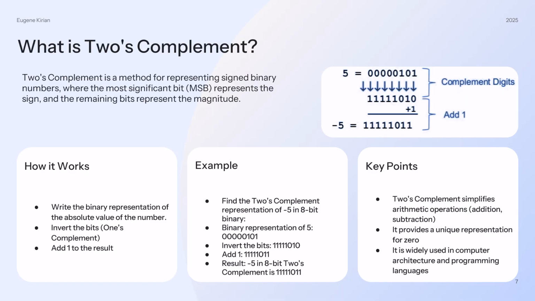So, what is 2's complement? It's a method for representing signed binary numbers where the most significant bit represents the sign, and the remaining bits represent the magnitude. Here's how it works. You start with the binary representation of the absolute value of the number, then invert the bits to get the 1's complement, and finally add 1 to the result. Some key points to note about 2's complement. It simplifies arithmetic operations like addition and subtraction. It provides a unique representation for 0, and it's widely used in computer architecture and programming languages, making it a fundamental concept in computer science.